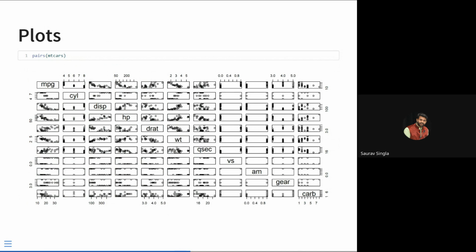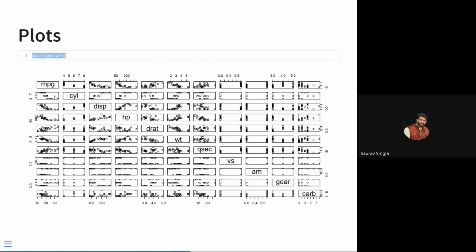That will come up with this pairs command. If you write this pairs command, what does this do? This is making the scatter plot of all the variables against all the variables. That's what this command is doing. This is MPG, this is CYL.